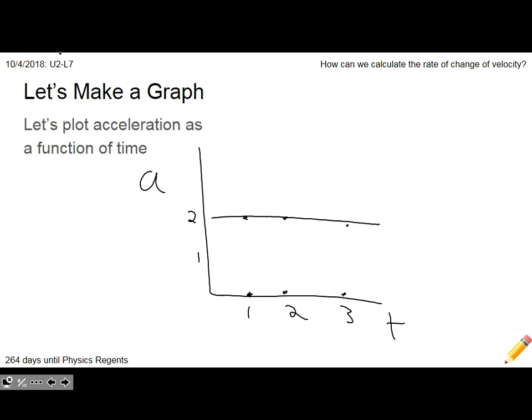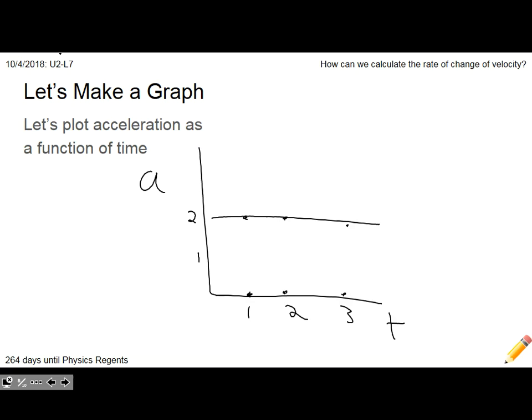Okay. And tomorrow, we're going to say how you can go from this graph of acceleration to velocity, and then how to go from velocity to position. That's what we'll do tomorrow. Okay. But this is what a graph would look like for constant acceleration. It's always the same number. In our example, it was always 2.